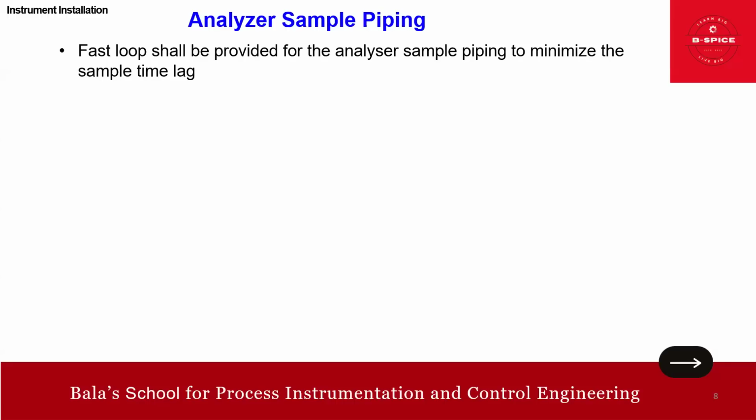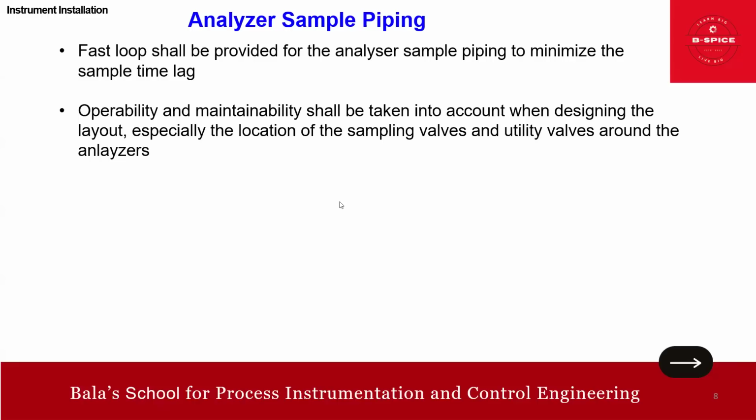Then when we talk about the analyzer sample piping, we have to use this fast loop. Fast loop shall be provided. What is this fast loop? You may have a question, right? Yes. So basically, fast loop in analyzer sampling is designed to improve the efficiency and accuracy of sample analysis. How? By reducing the time it takes for a sample to reach the analyzer. That's it. So this is provided for the analyzer sample piping to minimize the sample time lag.